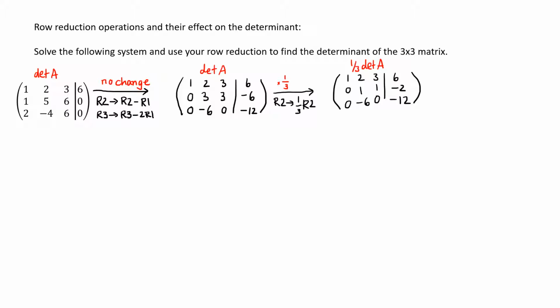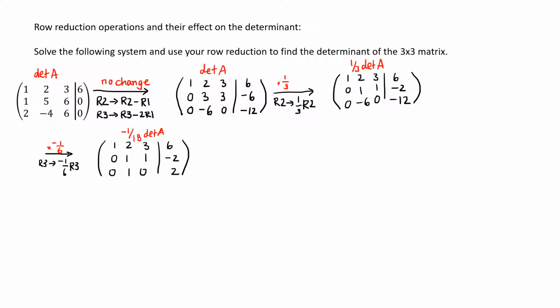All right, next up, let's also scale row 3 by -1/6. So let's replace row 3 with -1/6 row 3. The effect on the determinant is, again, just multiplying by -1/6. So in total, that means that our new determinant now is going to be -1/18 of our original determinant.